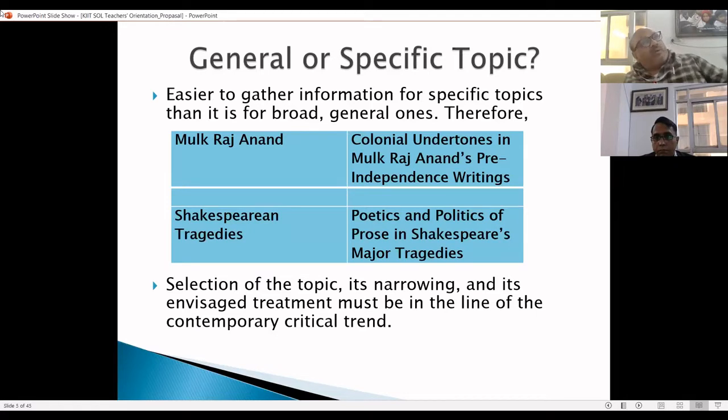So when we narrow down, it's very important. This last slide is very important. When we help the students narrow down the topic, by this time the student as well as we teachers know what will be the projected treatment of the topic. These two things must be in line with the contemporary critical trend. Very important. And in Indian universities, I am sorry to say, many universities in India don't respect this thing.